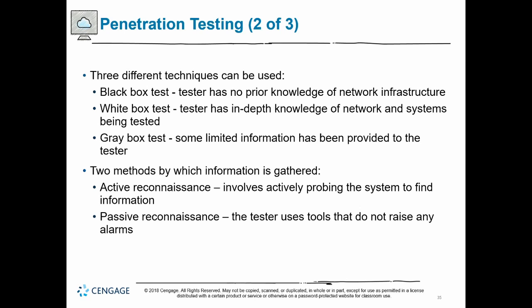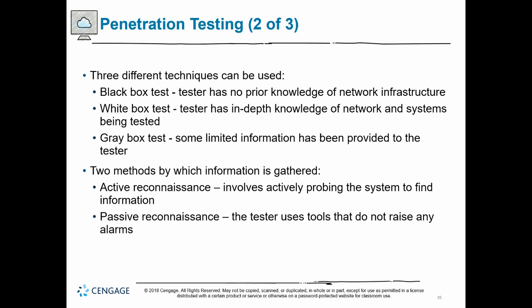So the difference is, black box, you have no knowledge. White box testing, if it's being done by a third-party contractor, then you give information to the third-party contractor. Gray box, you only give some to the contractor, or just limited knowledge for the attacker.